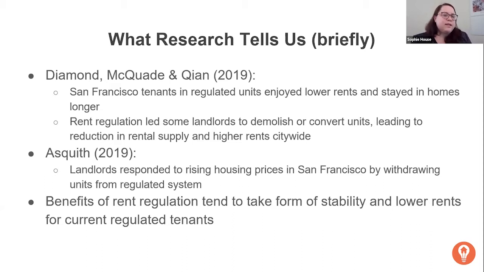And looking at these two studies and at the research base more broadly, I want to suggest a few things. First, that research suggests to us that rent regulation can be an effective housing stability mechanism. It also suggests that rent regulation is not very effective at targeting benefits to the lowest income households, that it tends to benefit sitting tenants with lower rents and housing stability, and to burden tenants who are not in regulated housing or who want to move in the future.